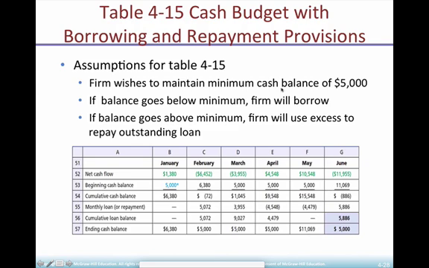But it's not going to last long because I have a big negative cash balance here, ending up with 886. So I have to borrow 5,886 to end up with the $5,000 requirement.